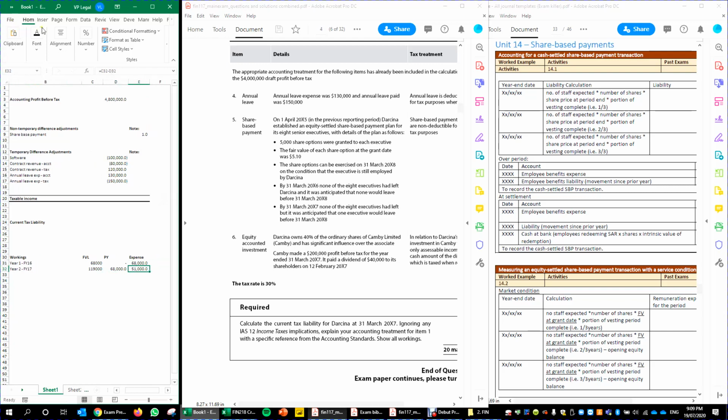So that's what they'd actually be recording in their P&L for that particular year. So we can actually include that up here. So what we need to do is add back the expense. So we're going to increase like that.